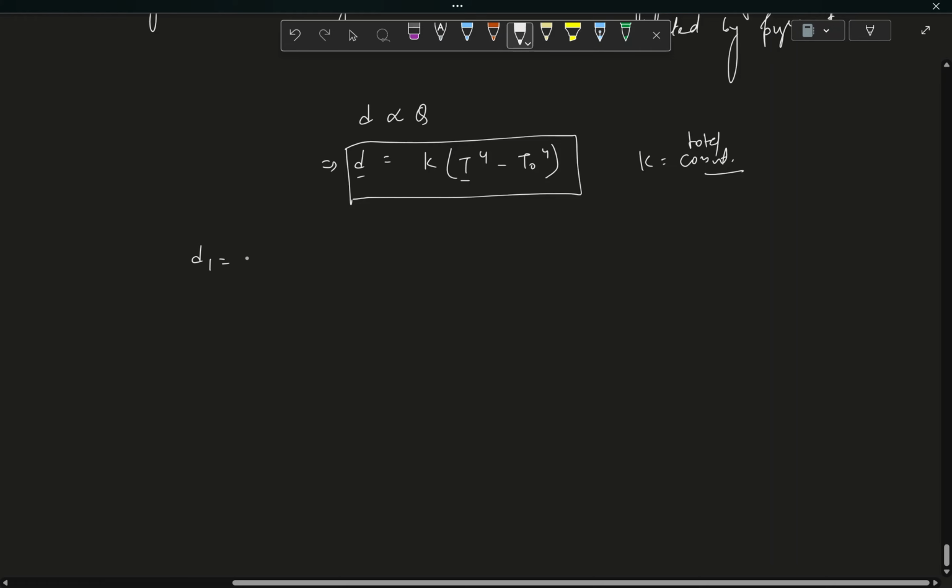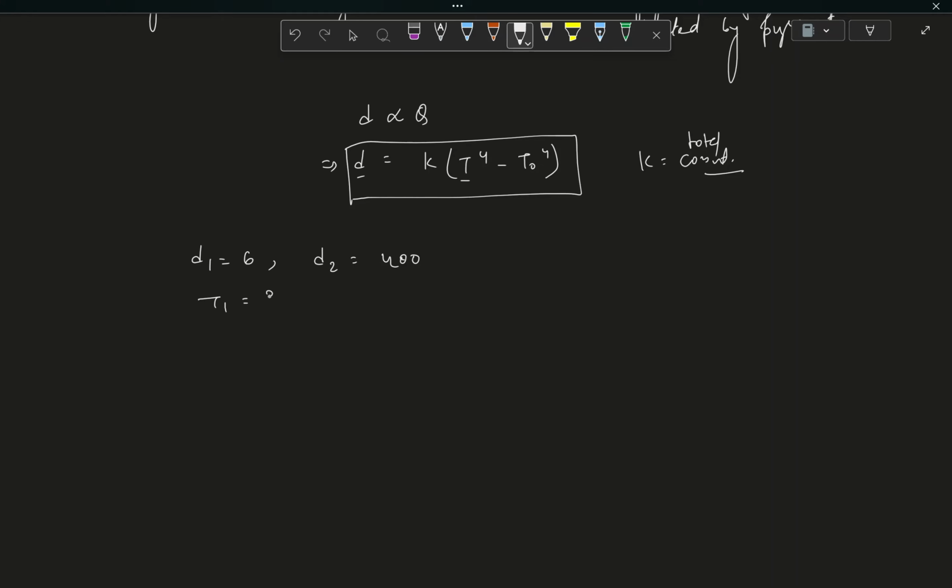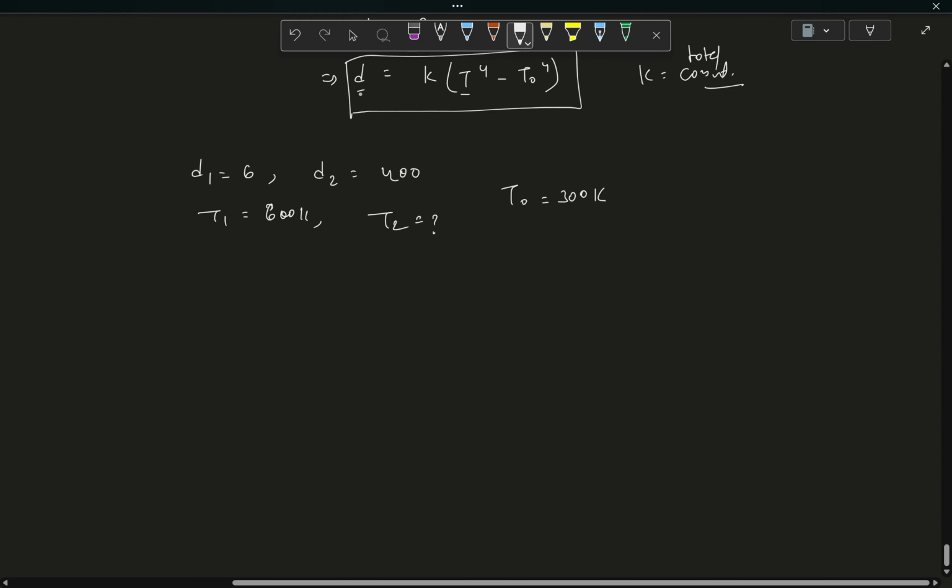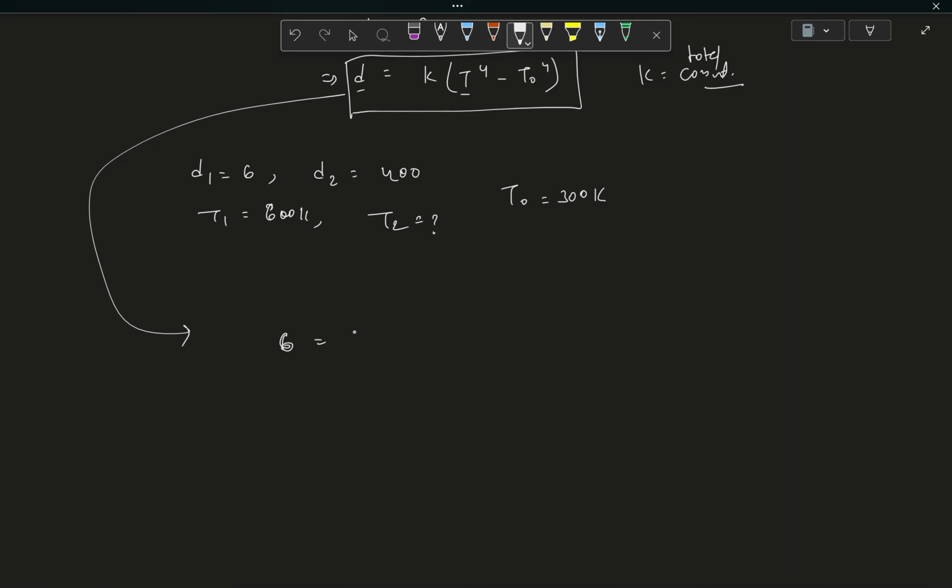Now the deflection is such that D1 is initially 6 divisions, okay, and D2 is 400 divisions. T1, the body 1's temperature, is 600 Kelvin and T2 is unknown, and T0 is 300 Kelvin. So by using this expression, we write down our first equation: 6 equals K times 600 to the power of 4 minus 300 to the power of 4. So from here you can get your value of K, right?